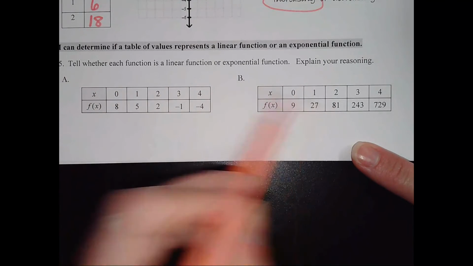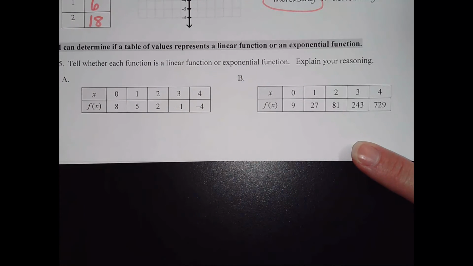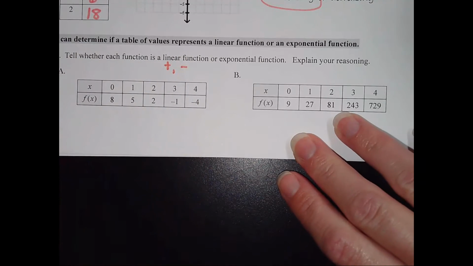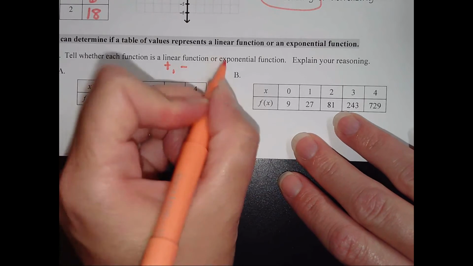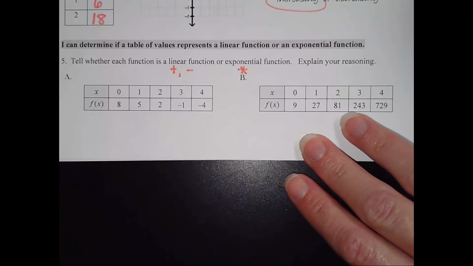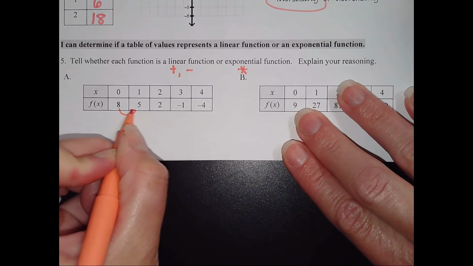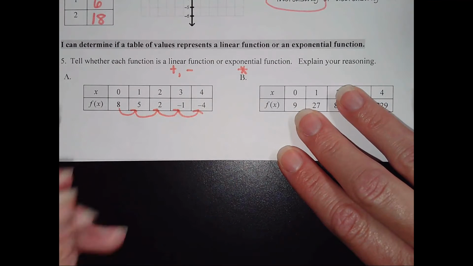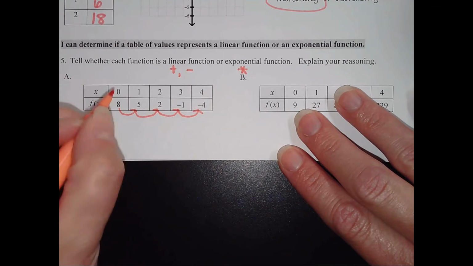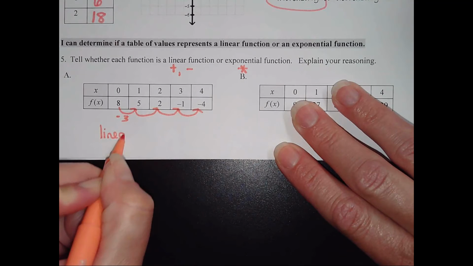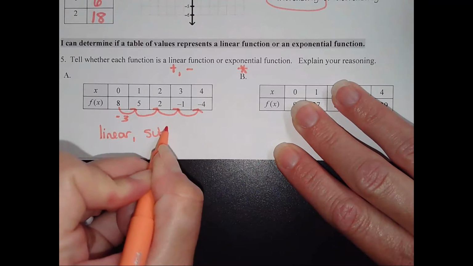Okay, number 5. Taking a look at these ones, and we have to figure out if they're linear or exponential. That's it. Linear functions are when they use addition or subtraction for the pattern of your y's. Exponential is when they use multiplication for the pattern of your y's. So looking at A and looking at our y values here, are we using addition or subtraction, or are we using multiplication to get from one number to the next? We are subtracting what each time? Subtracting 3 each time. So this would be linear, and the reason why is because you are subtracting 3. That's your explain.